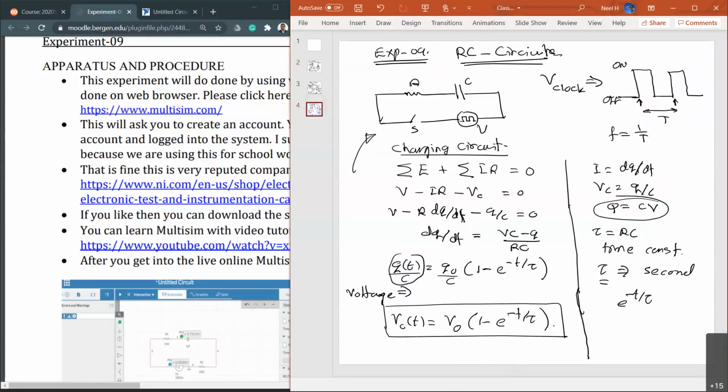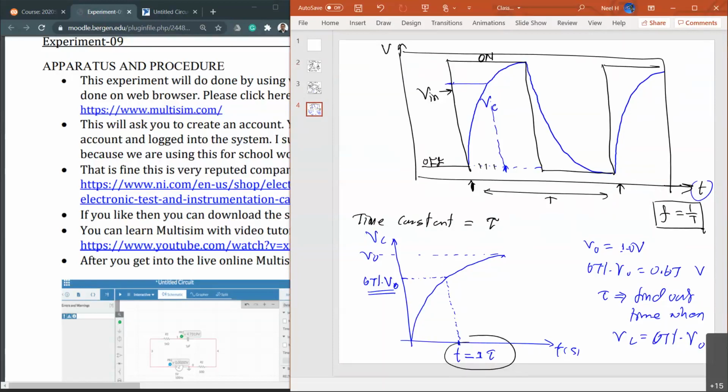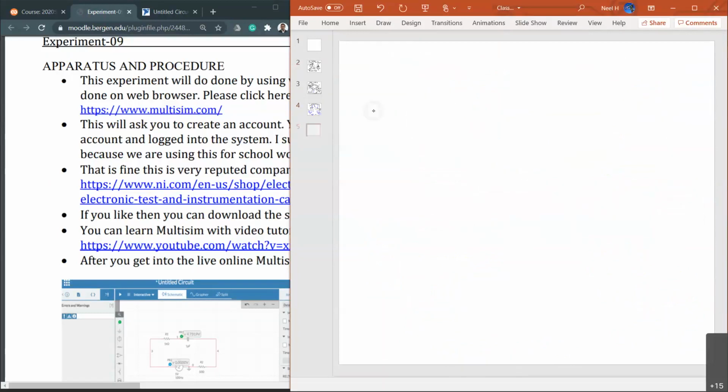Now, if you have a charging capacitor circuit connected to an oscilloscope, you're going to observe this behavior, and by using that particular graph, you can extract the time constant. That is the plan. Let's take a look at the discharging capacitor too.